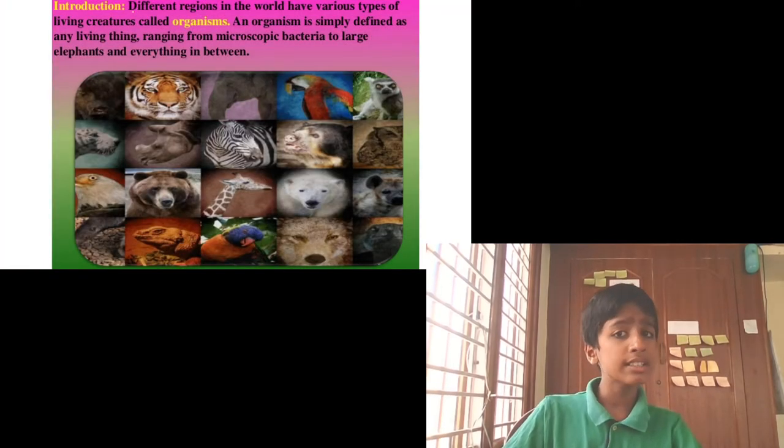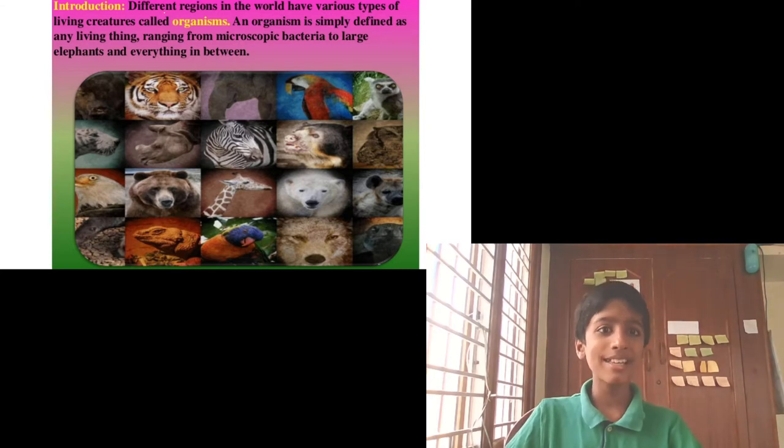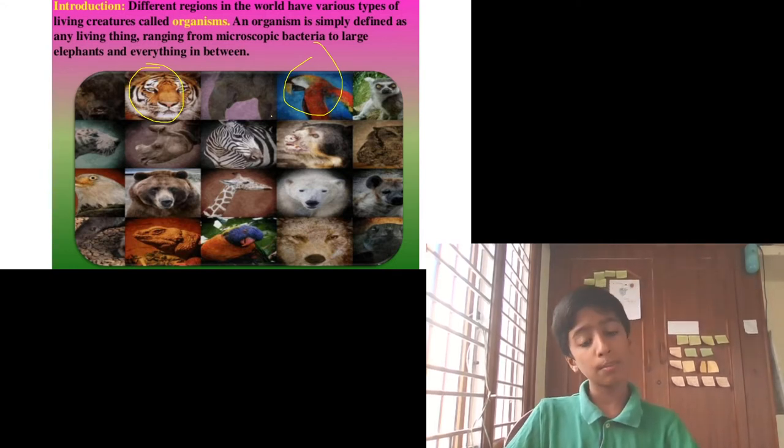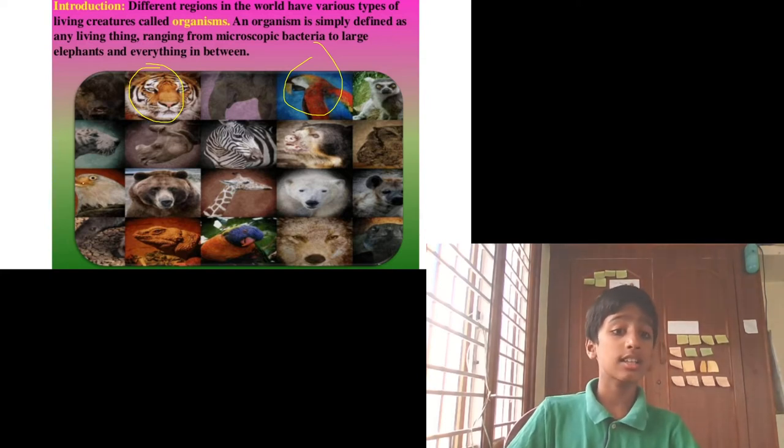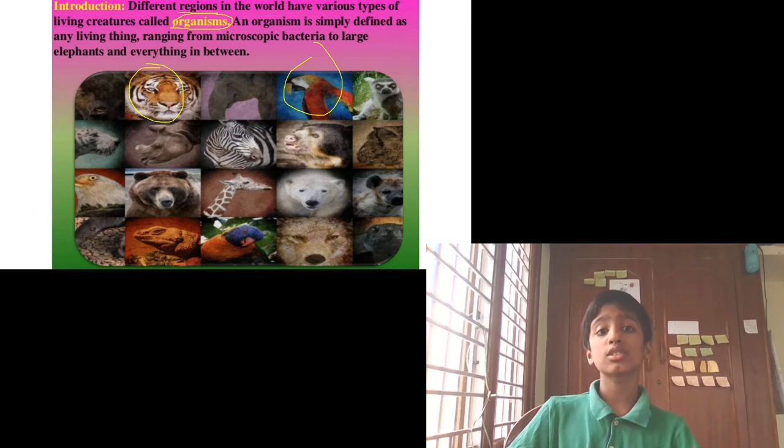The different regions in the world have various types of living creatures called organisms. We have seen many animals in the zoo. If you have gone to the zoo, you will have seen the tiger, the parrot, the bear, zebra, giraffe, the lizard, then the eagle. You have seen so many animals in the zoo. But every animal will not be in one place. Every animal will be in a different place. So the different regions in the world have various types of living creatures.